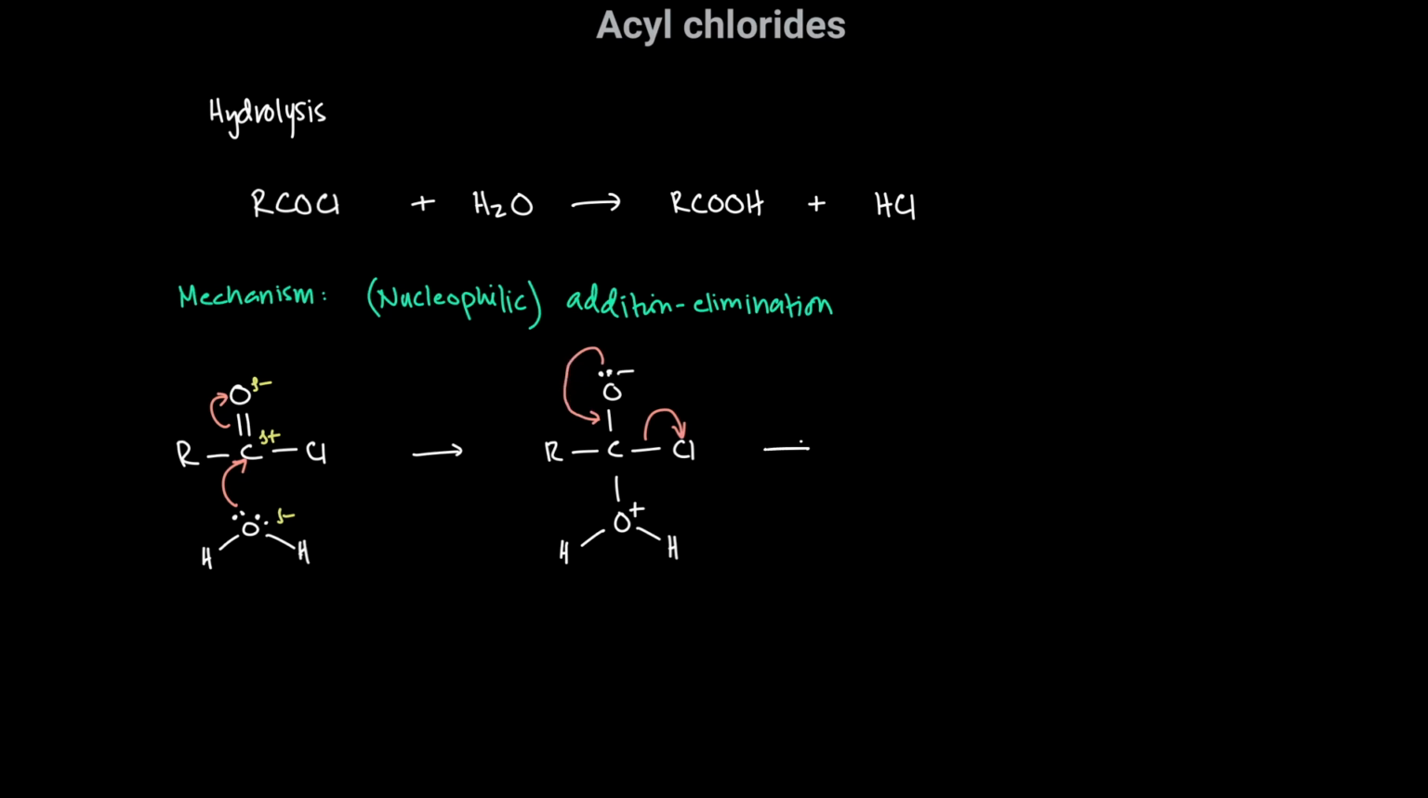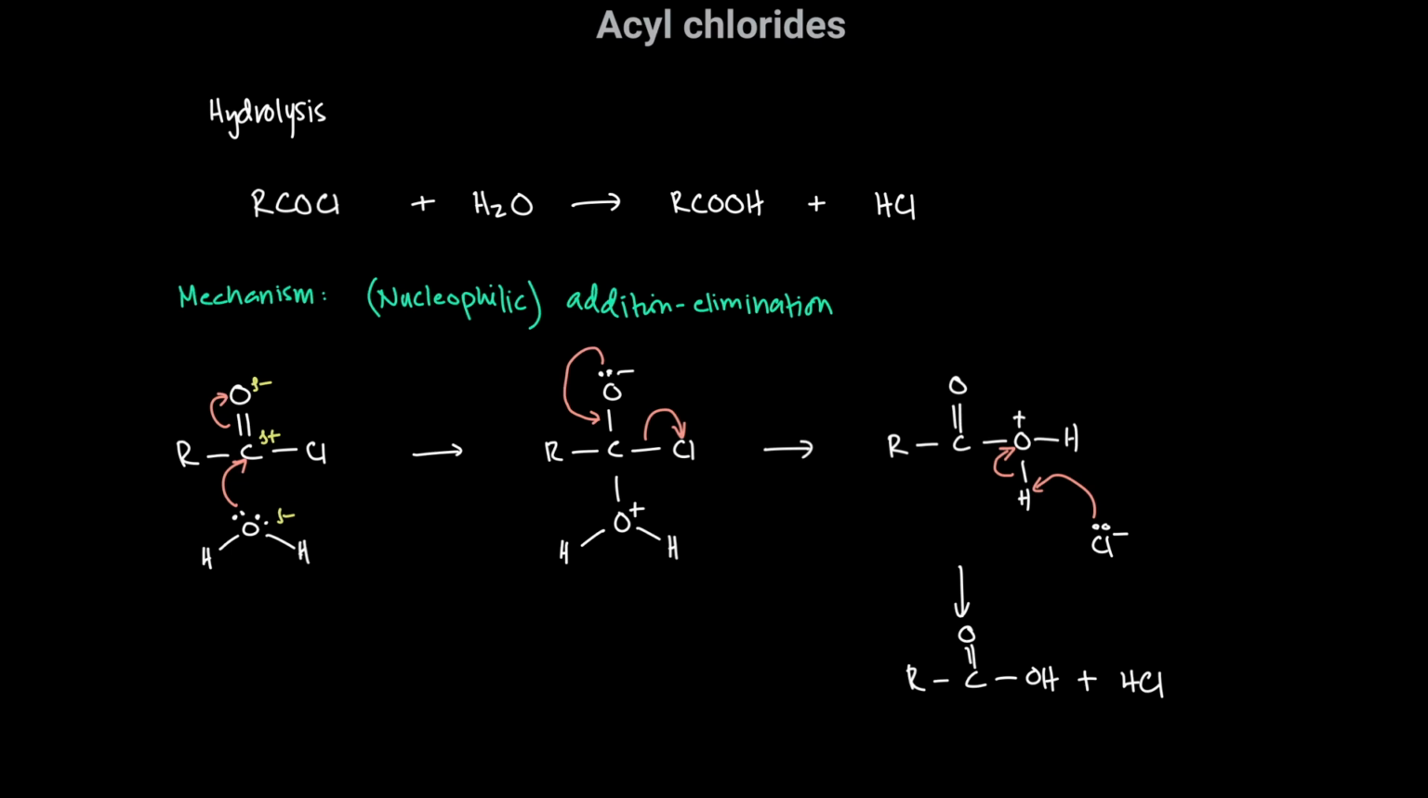So what you end up with here is R, C double bond O, and then you have this group. And you also have a Cl minus that just broke off. Then the Cl minus takes a hydrogen from this OH2 group, and this O-H bond breaks, and you end up making RC double bond O, OH, plus HCl.